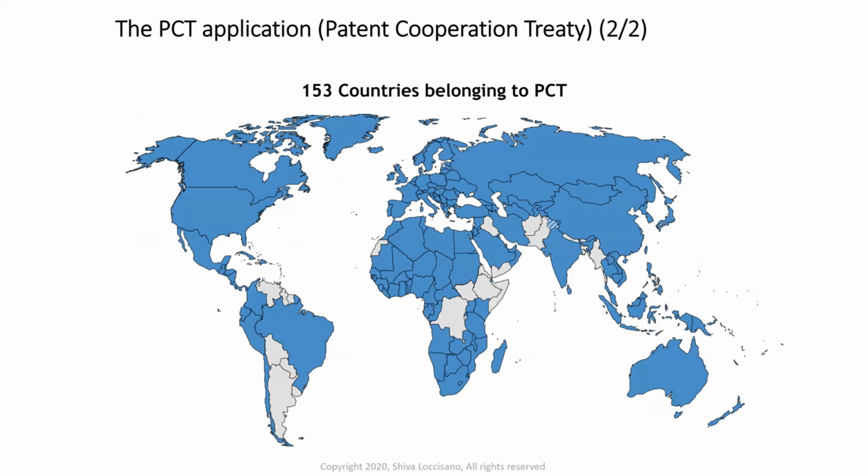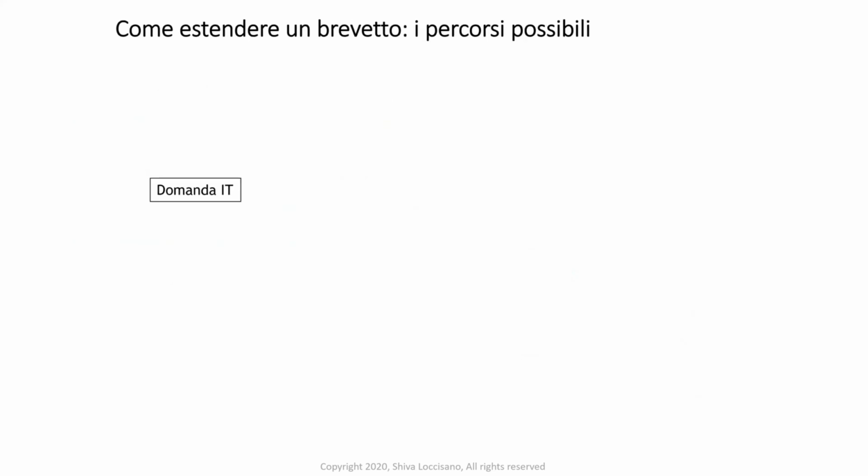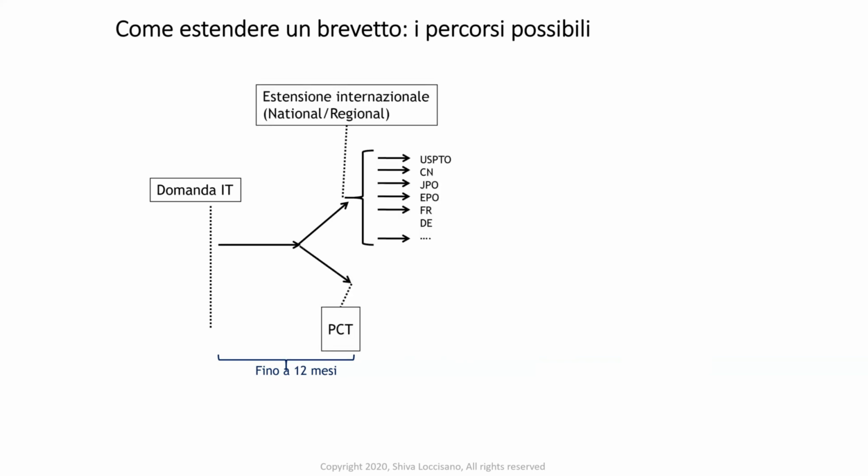Okay, so putting together all these different procedures, we see, for instance, an example of what can happen when we start with a first Italian patent application. We have the first 12 months, you remember, and then we have to decide. We can go directly extending our patent application in any of the countries that we are interested in, like in this case USPTO, which is the Patent and Trademark Office of the United States, China, Japan, the European Patent, or other European countries. Or we can decide to go PCT.